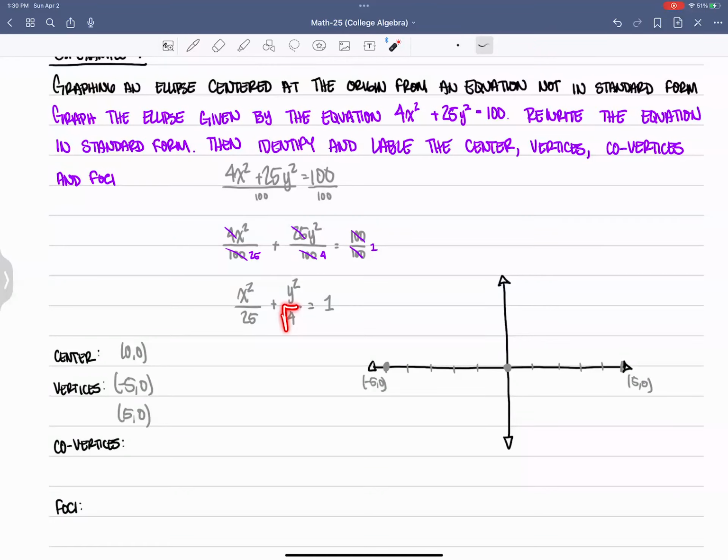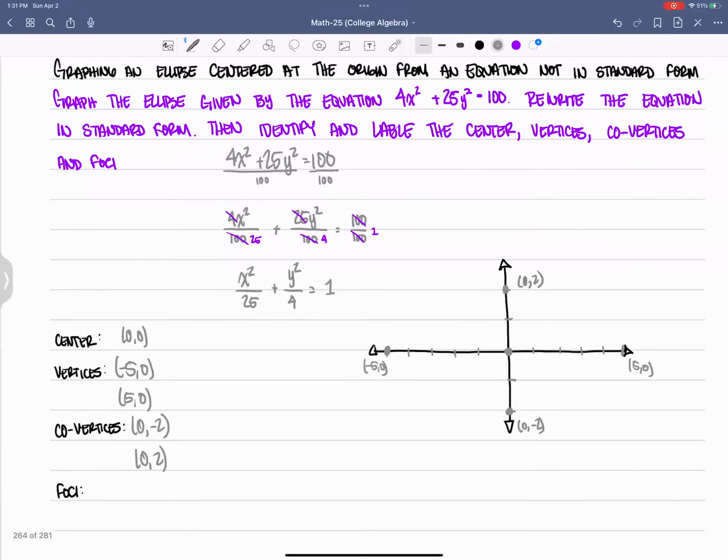The square root of 4 is 2, so we're going out 2 units in the y direction: 1, 2 up, and 1, 2 down. This gives us the points 0, 2 and 0, negative 2. And lastly, our foci.